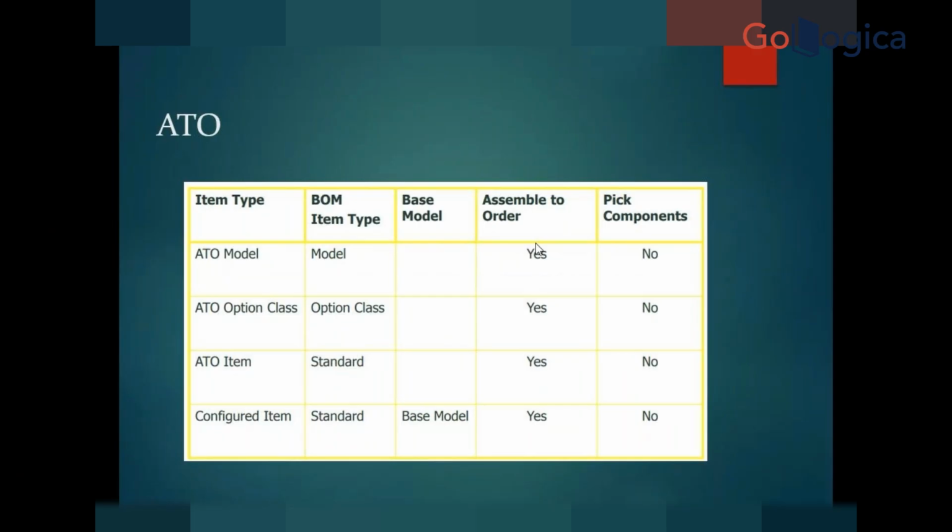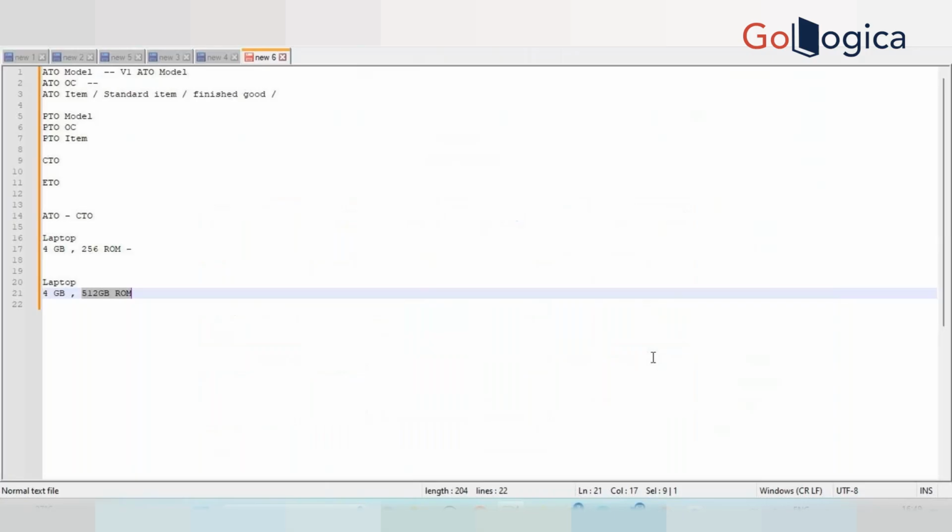And if you see the difference, we have the ATO attribute. ATO order will be yes for this ATO model, option class also yes, for ATO item also yes, configure item it is yes. Pick components will not be checked because pick components will only come into the picture for PTO things. ATO will only come for assembly. If you have the parts ready, you will just assemble it and make the end product.